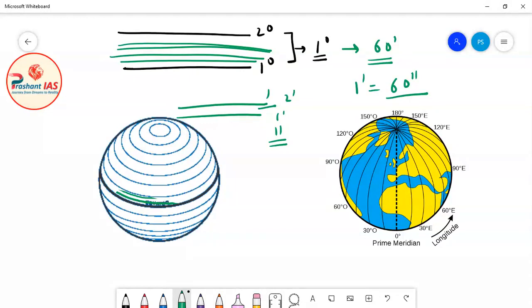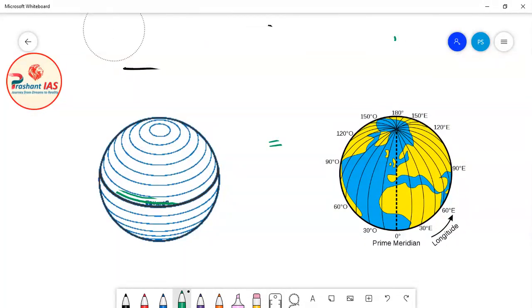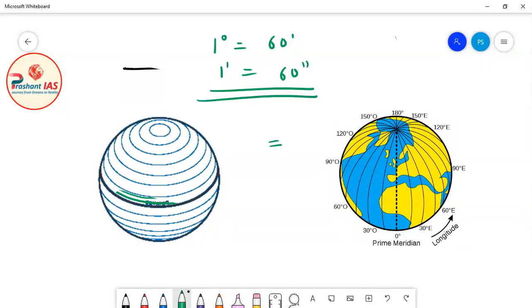So we can say that each degree of latitude is divided into 60 minutes, and each minute is further divided into 60 seconds. In this way we are able to get the precise location of a place.